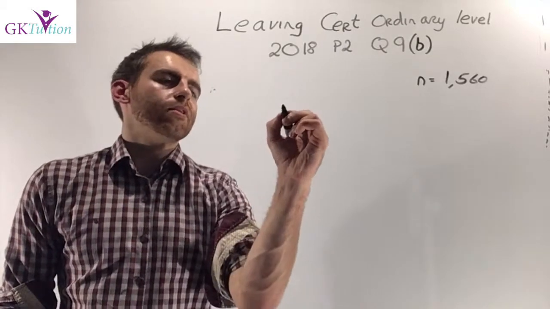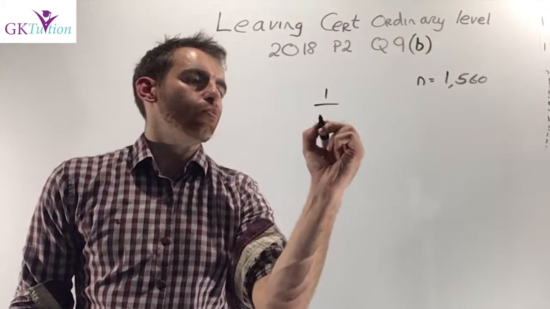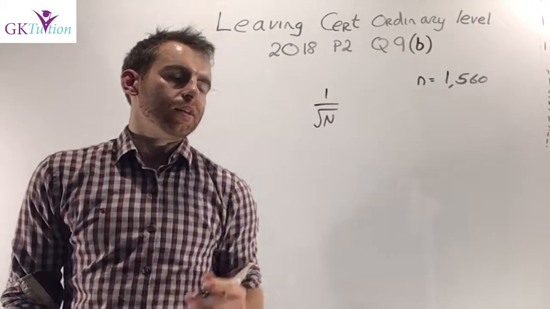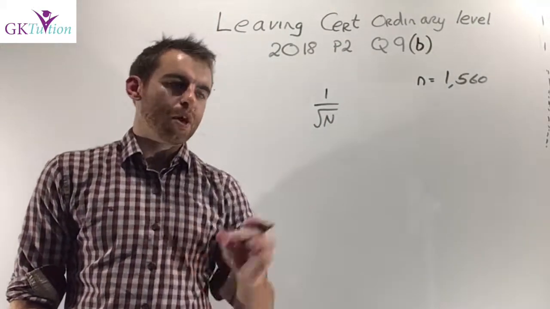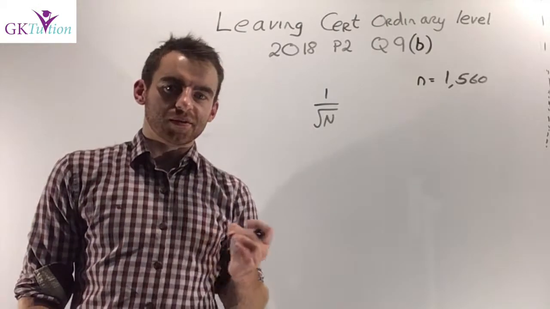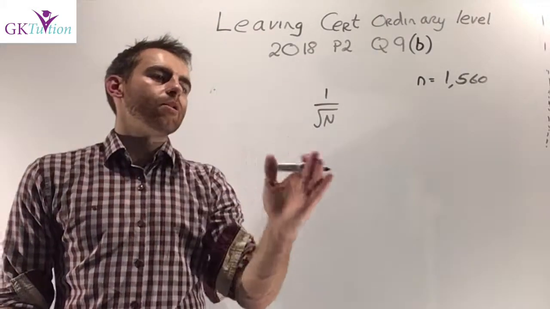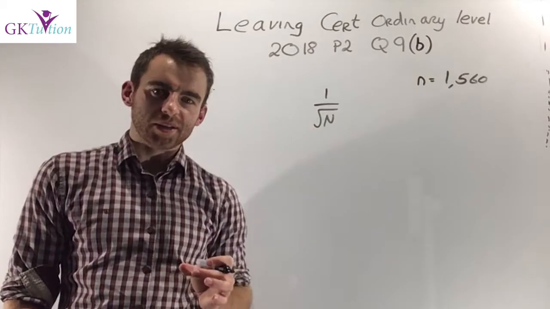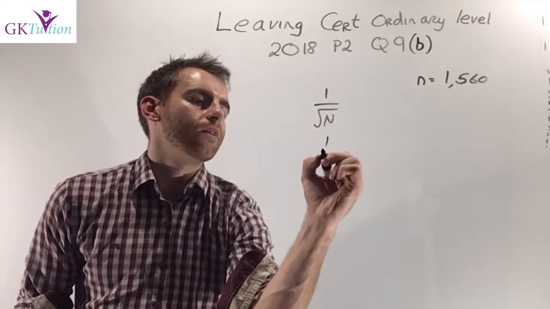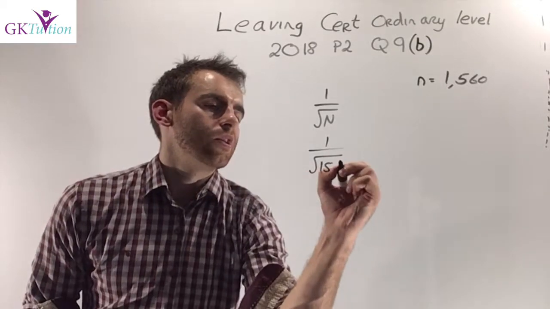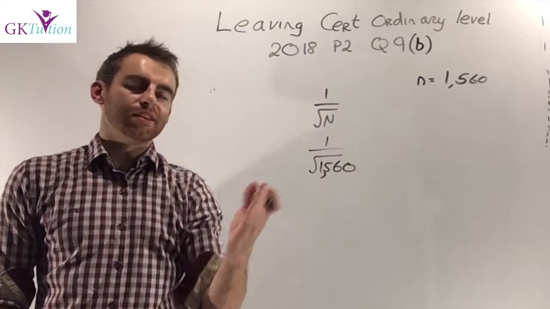Now you should remember that the formula for the margin of error is 1 over the square root of n. This allows us to calculate the margin of error for any survey, where n represents the size of your sample. So once you remember your formula for margin of error, this is a very basic question. All we need to do is sub in 1,560 instead of our n. So the margin of error for this sample is given as this.